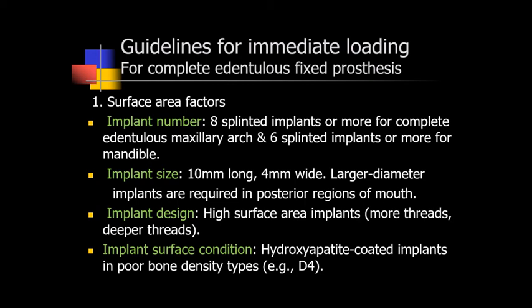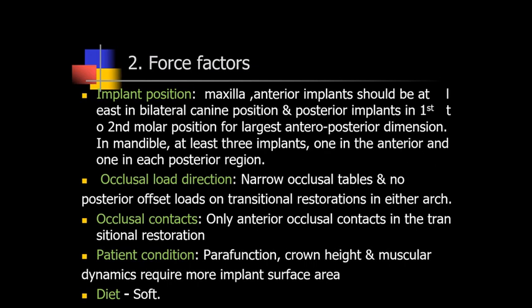Then comes the implant size. 10 mm long and 4 mm wide implants are selected, and larger diameter implants are required in posterior regions of mouth. And if larger diameter is not possible, then bone augmentation procedures or greater implant number is suggested. Then next is the implant design, where high surface area implants, that are the implants with more threads and deeper threads, are required. And the implant surface condition, where hydroxyapatite coated implants are selected, especially in case of poor density bone types. Coming to the force factors, under that comes the implant position.